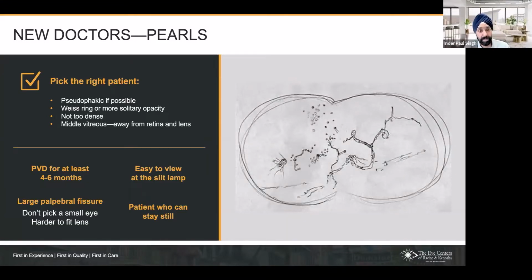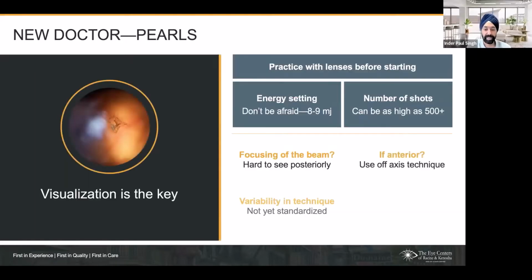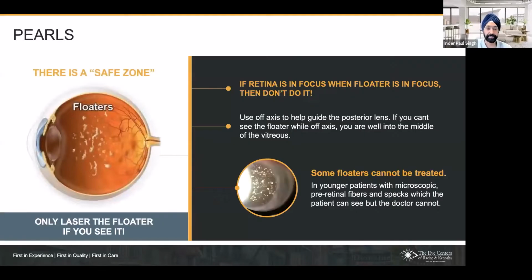If a patient comes in with a drawing on the right like that, where they're telling you, I have 150 floaters everywhere, that's a vitrectomy candidate, not worth doing it. Let me just fast forward for the sake of time here. A couple more pearls here.